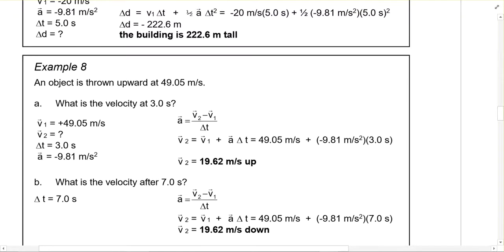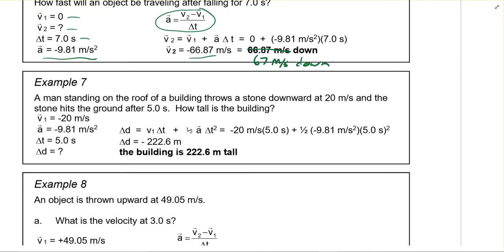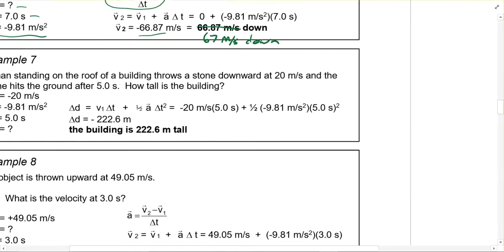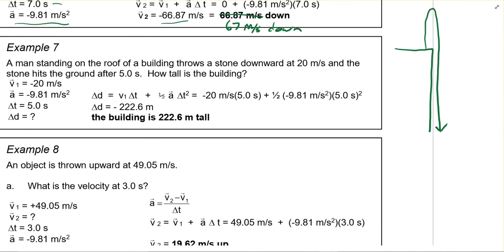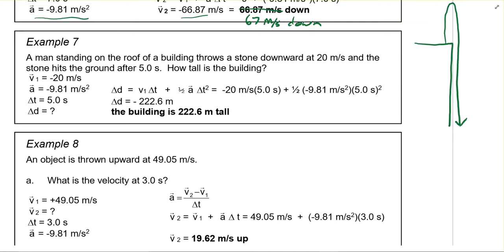So 7, a man standing on the roof of a building throws a stone upward 20 meters per second, and the stone hits the ground after 5 seconds. How tall is the building? Now this one I think kind of helps with a picture. So the person's on top of a building, they throw it up, and then it comes back down again. Now I just want to make sure that we kind of know what we're actually looking for when we say distance here, because people get this mixed up.